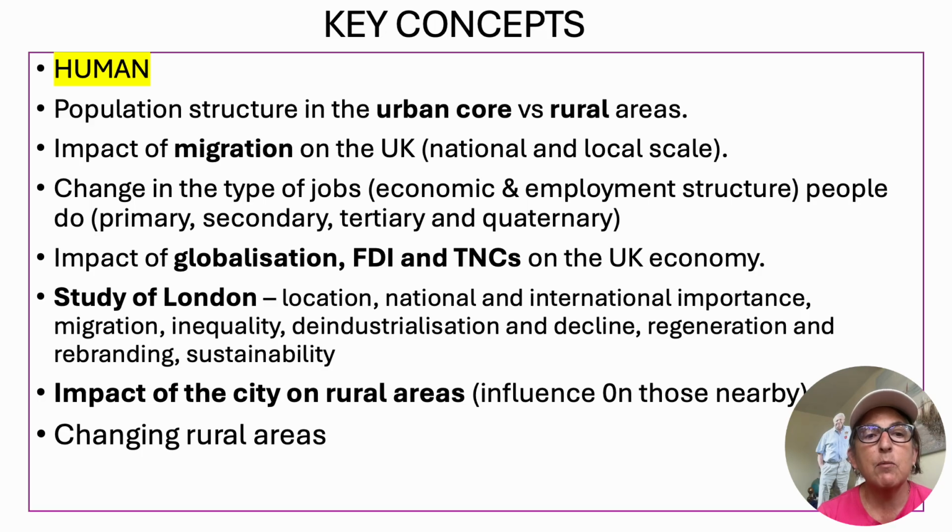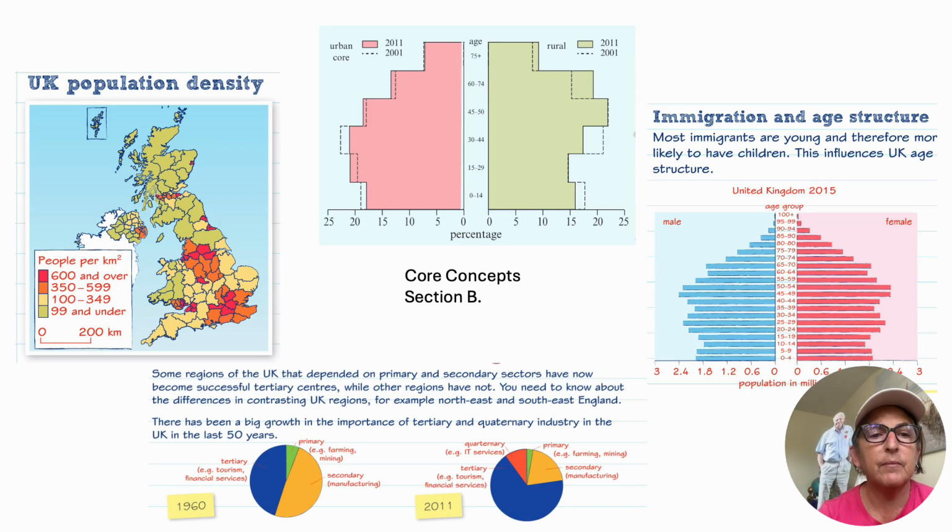We then look at London in a bit more detail. So where is it? Why is it important nationally and internationally? How has migration impacted its population structure? And how have processes such as deindustrialisation and decline impacted inner city areas in particular? There's a little bit on the impact of the city on the rural areas, primarily linked to the fact that those close to urban areas have experienced growth, whereas rural areas further away from urban areas or more remote have experienced decline.